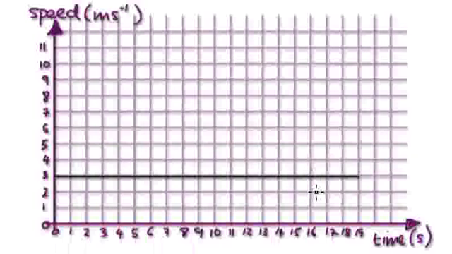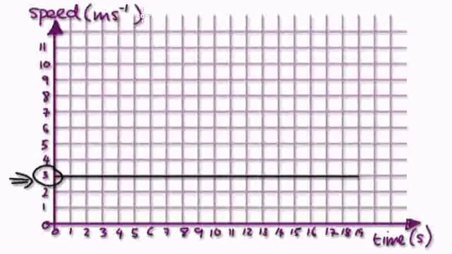Let's say you've been given this speed time graph here. Looking at this, you can see that whatever's moving is moving at a constant speed of 3 meters per second. What that means is it's always going at 3 meters per second. After 1 second, it's still going 3 meters per second. After 7 seconds, it's still going at 3 meters per second. So you can imagine this as being like this.